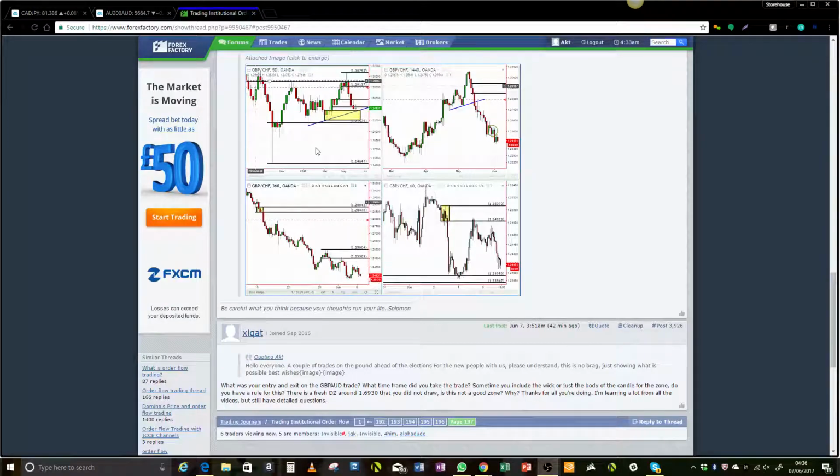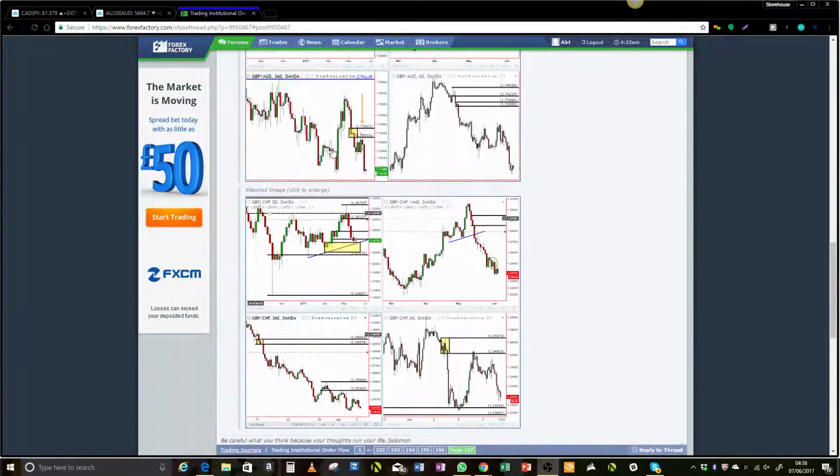What time frame? We've talked about that. Sometimes you include the wick, sometimes the body. Yes, that is correct, and none of them are incorrect. You use what the market gives you. Sometimes I do use just the body, sometimes I do use the wick. That is supply and demand. You have the flexibility to do that.